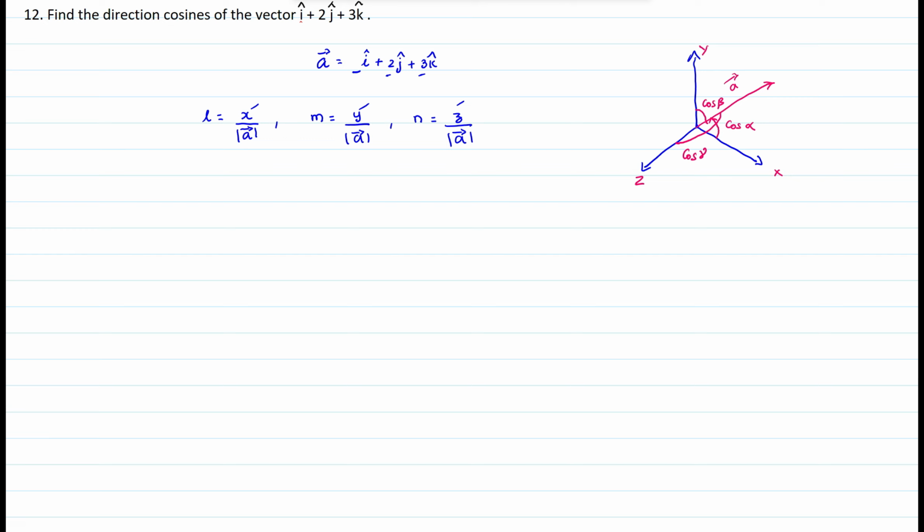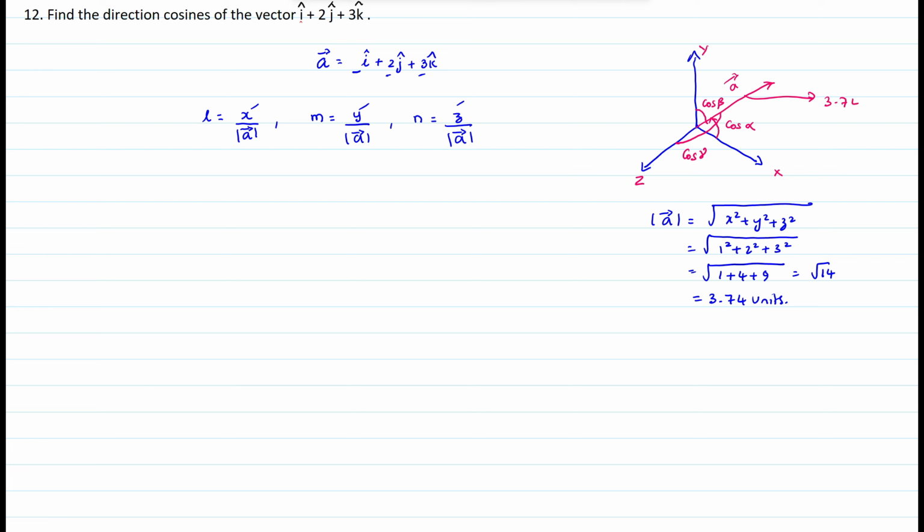And the magnitude of a vector is given by the formula root of x square plus y square plus z square, that equals root of 1 square plus 2 square plus 3 square, that equals 1 plus 4 plus 9, which is root 14. When we check the value of root 14, it will be 3.74 units. This will be the length of this vector, 3.74 units or root 14.